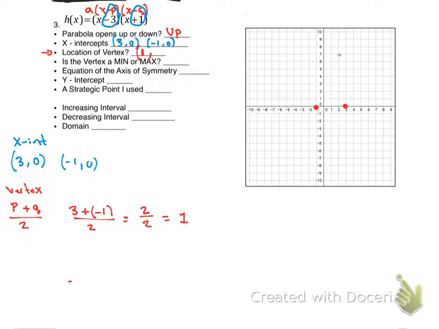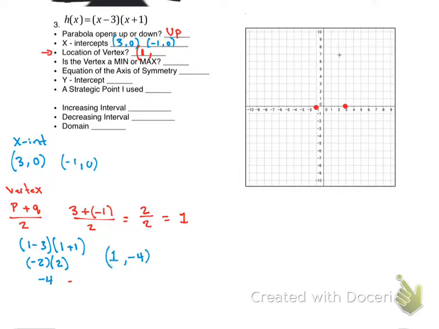And now I got to find my y value. And to find the y value, we simply plug it in, right, into that quadratic that we're given. So now plugging it in, we have 1 minus 3. We plug the 1 in for x times 1 plus 1. So 1 minus 3 gives me negative 2. We've got to keep this a multiplication problem. Times 2. That gives me negative 4. So at 1, negative 4 is my vertex. And I'm just going to go ahead and write it up here. And I'm going to plot it in. So 1, negative 4 is my vertex.